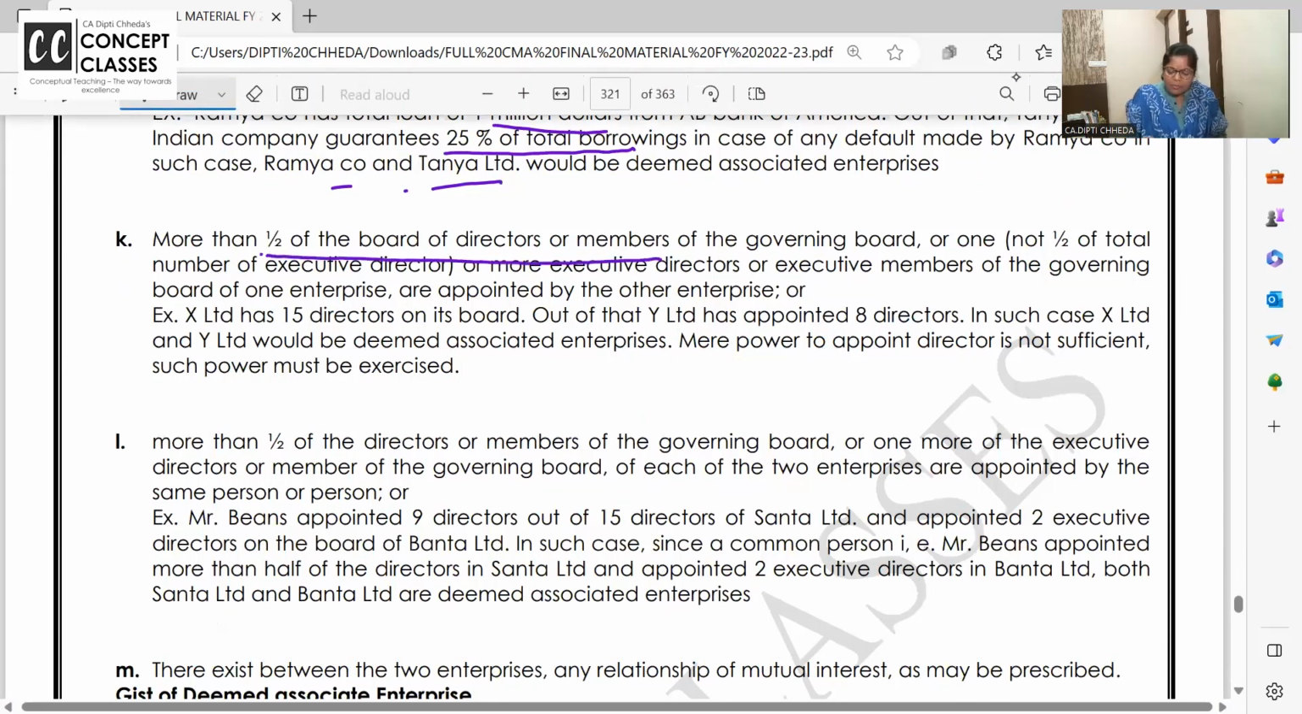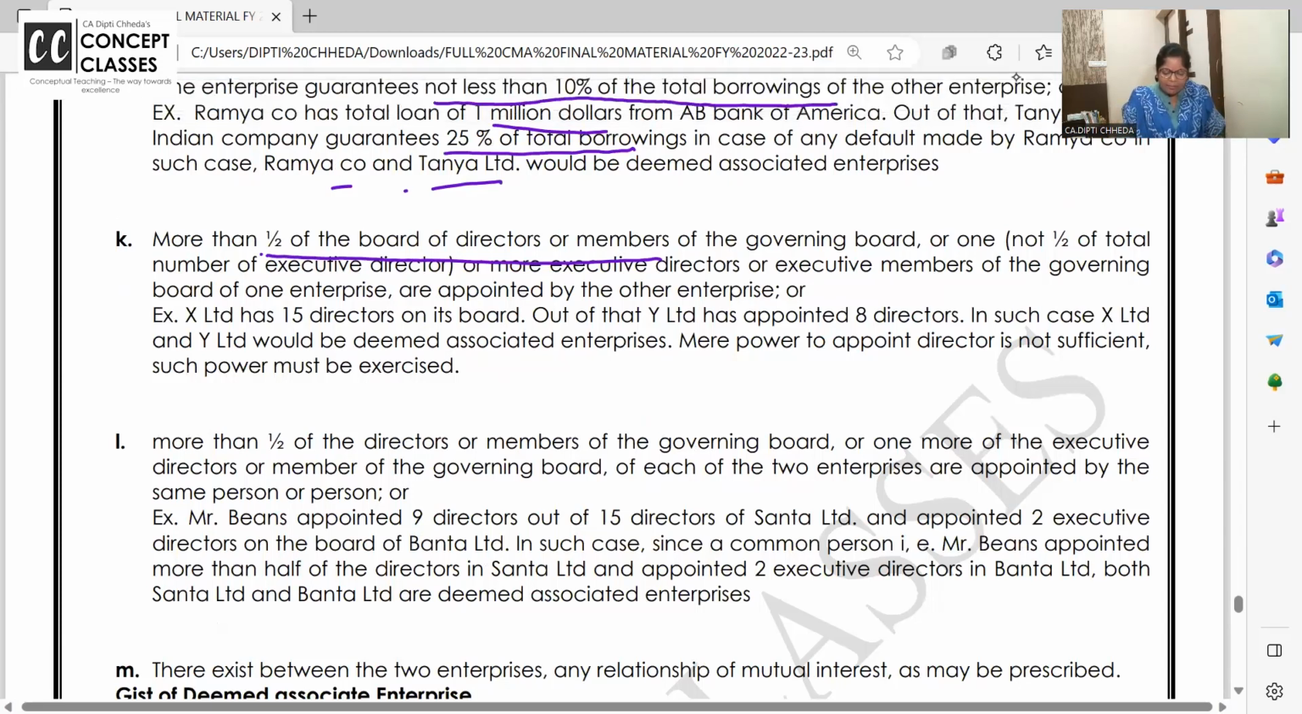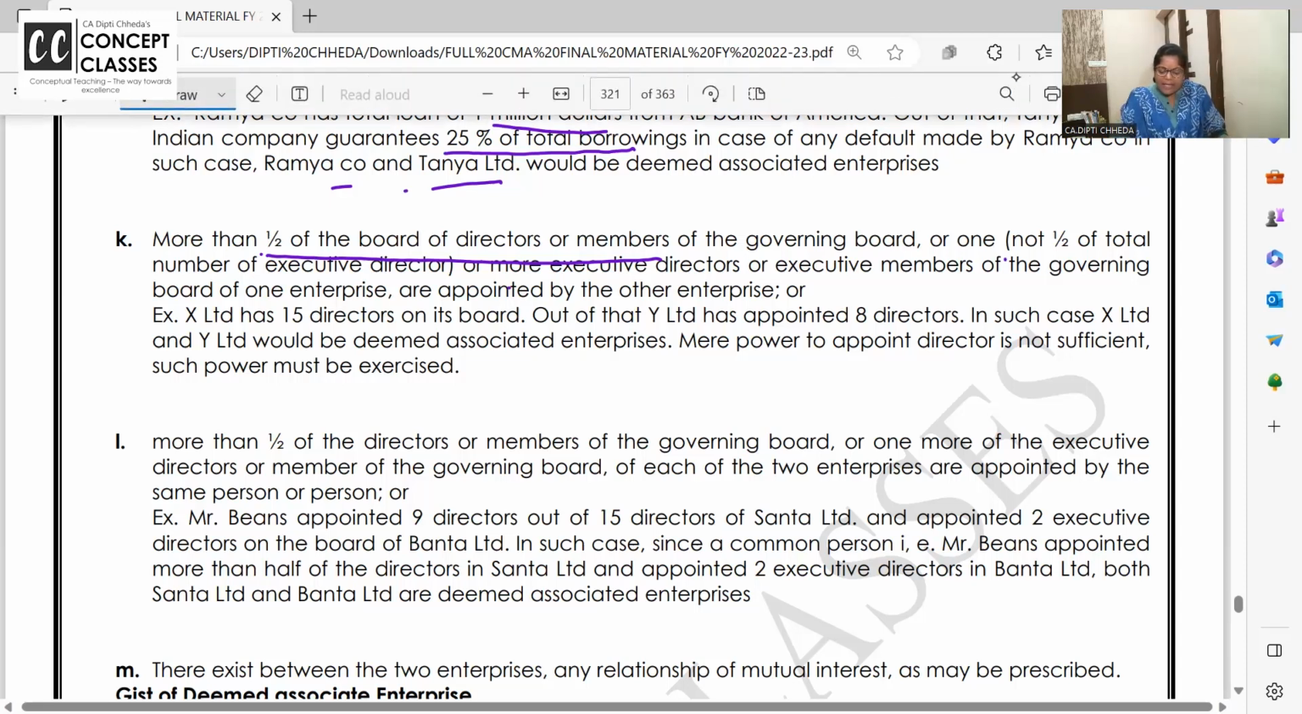More than half of the board of directors of the other company, or one or more executive directors. You know what is an executive director? Say there are 12 board of directors. In that 12, the chairman, the vice chairman, the director, finance director, वो 4 लोग will make a core committee, executive committee. So either you appoint more than half of the board of directors of the other company or one of the executive directors of the other company, then they are called as what?